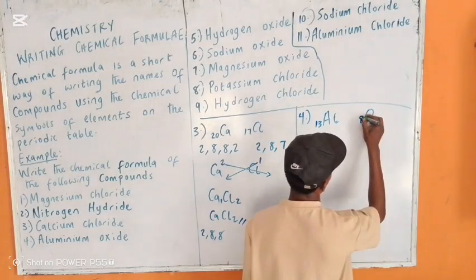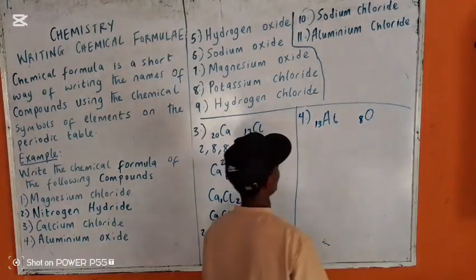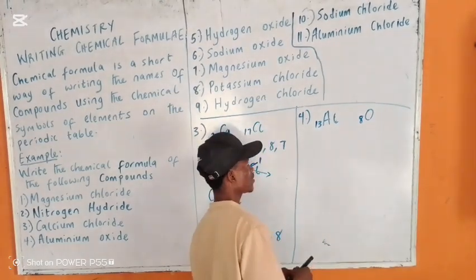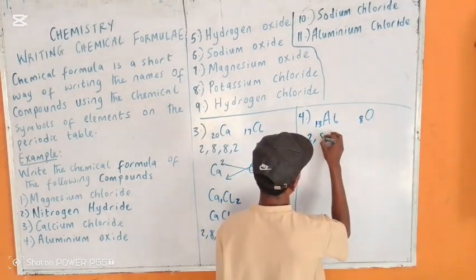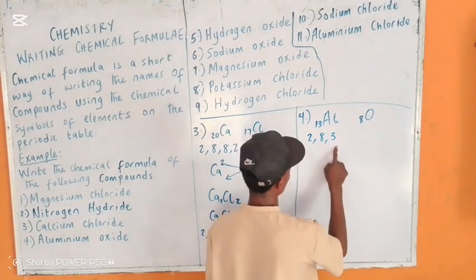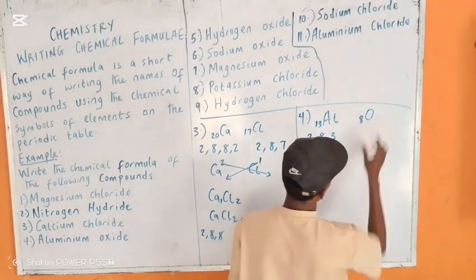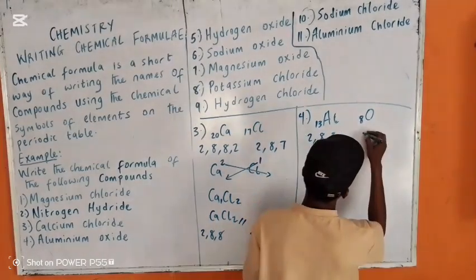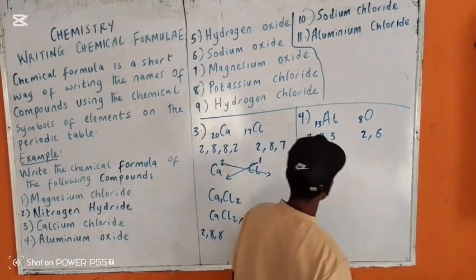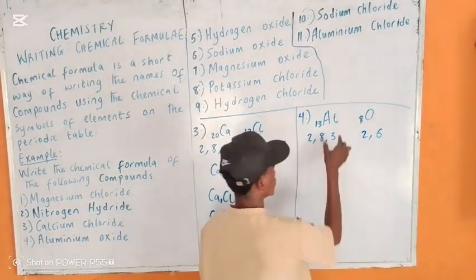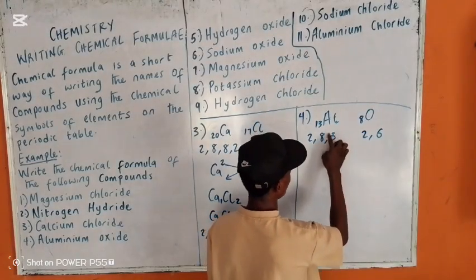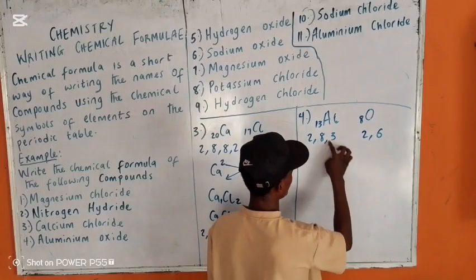Now, aluminium, the K L M configuration, we have 2, 8, 3. 2 plus 8, we have 10. 10 plus 3, we have 13. Now, for oxygen, we have 2, 6. 2 plus 6, we have 8. Now, this aluminium here needs to give out these 3 to become stable.